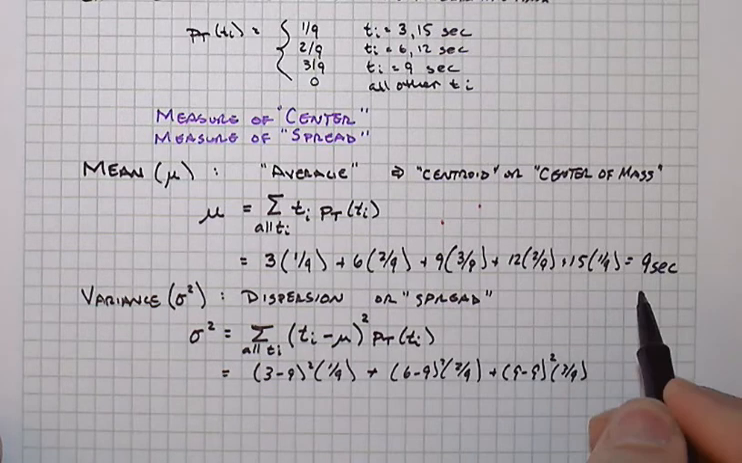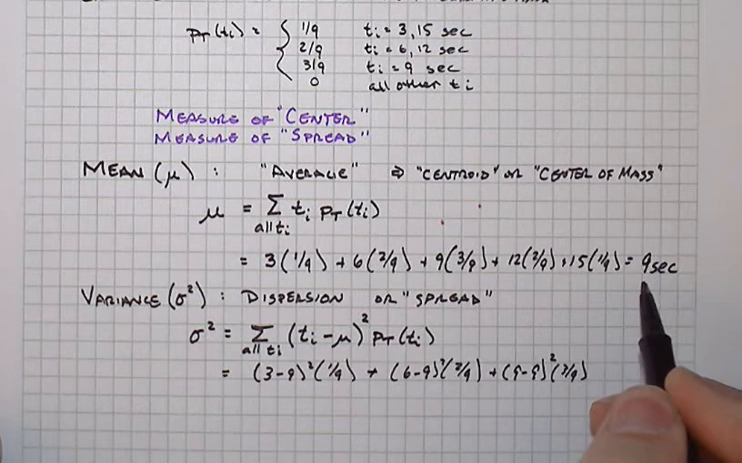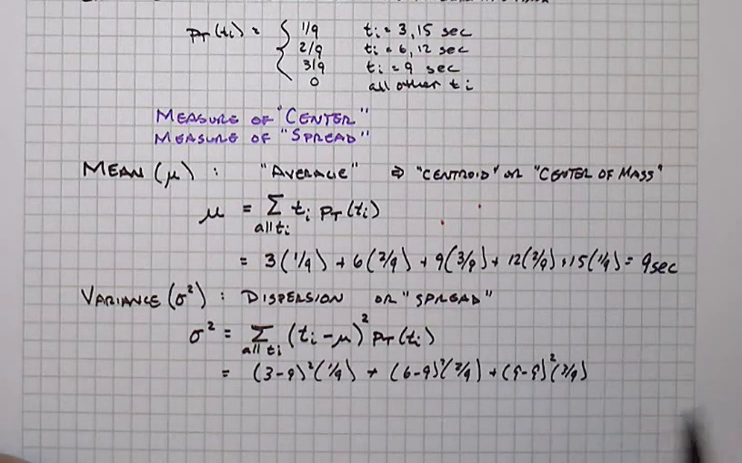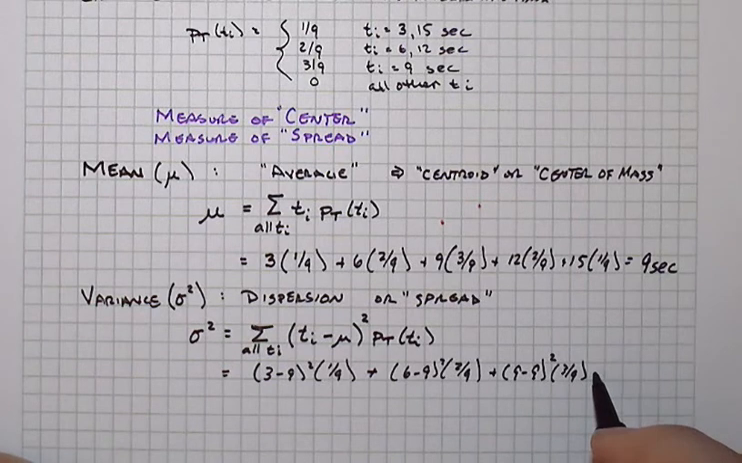For a discrete random variable, in general, your mean will probably not be one of the possible outcomes. It's a notion of the center of mass, not necessarily the most likely value to occur. That's the mode. It's a different kind of thing, right?